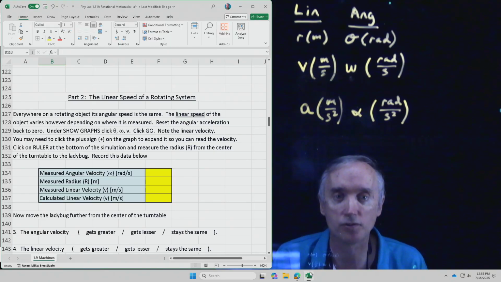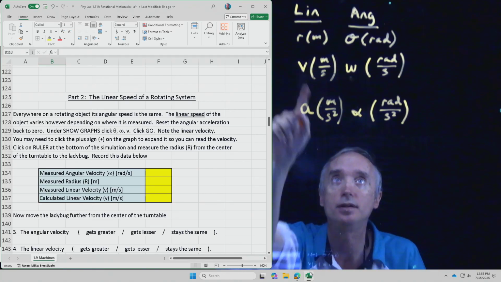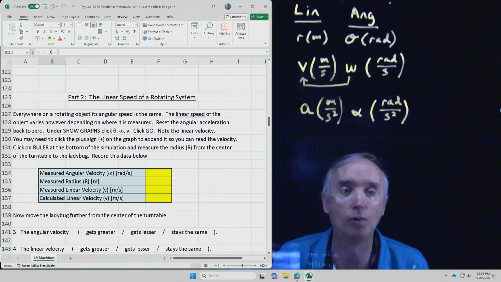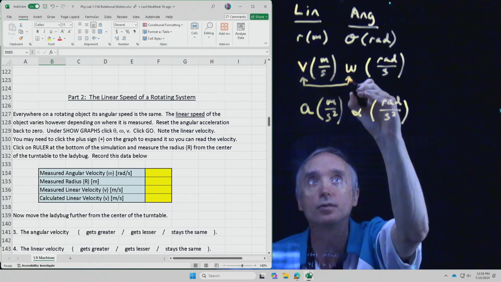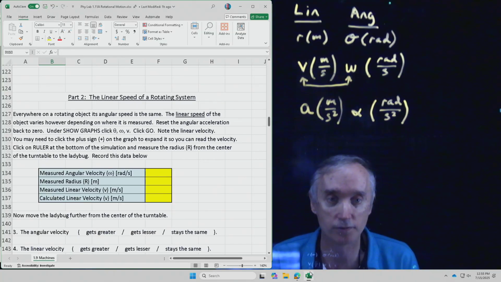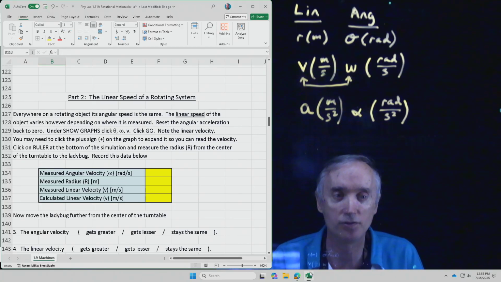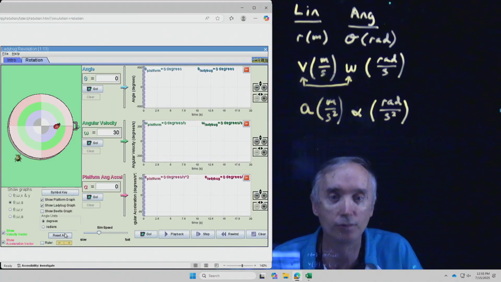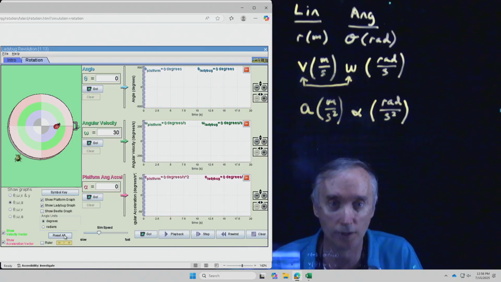But the goal for part 2 is to be able to predict the linear speed if you know what the angular speed is, or if you know what the linear speed is, to be able to predict what the angular speed is. So that's going to be our goal for this particular part of the lab. Now we need to go back to the lab here, and you need to click on reset. So reset everything, okay, and then type back in what your original numbers were.